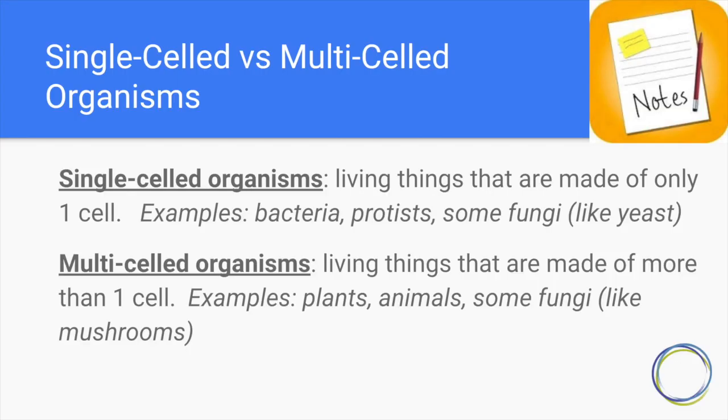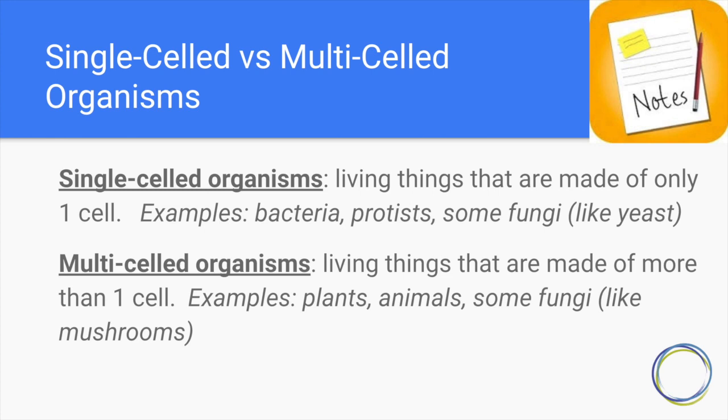So let's take a little bit of notes. Make sure you have your notes sheet in the same spot as your notes from last time. The difference here is going to be between single-celled and multi-celled organisms. Now we're going to take a look at the cells because that's one way you can tell. Is it a protist? Is it a plant cell?